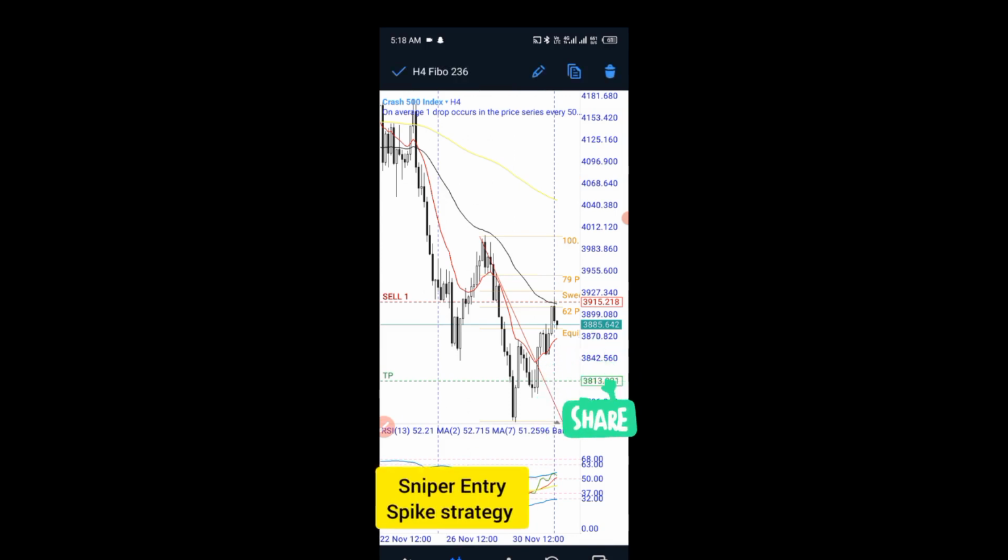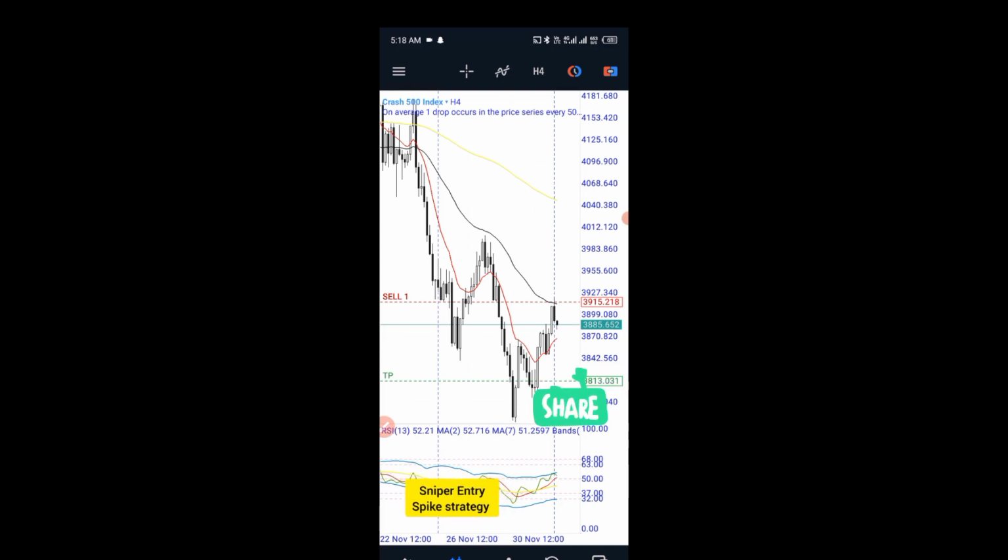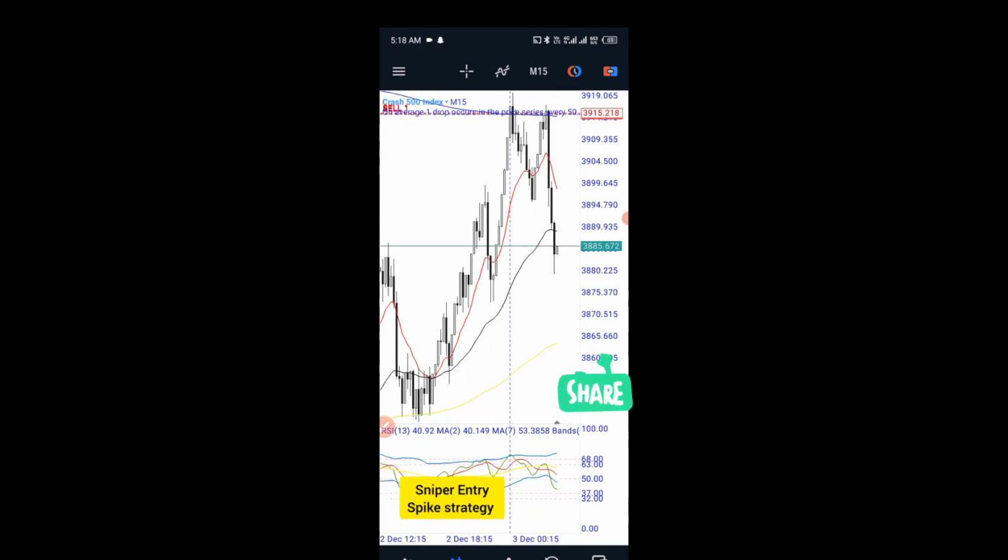Now once you've marked your order block, it's left for you to re-strategize again. So you go down to your lower time frame. When you go down to your lower time frame, what you need to look out for is what we call a shark fin. What we mean by shark fin is, look at this, you can see that it's outside the Bollinger Band here. Once it's outside this Bollinger Band, that's what we call a shark fin.